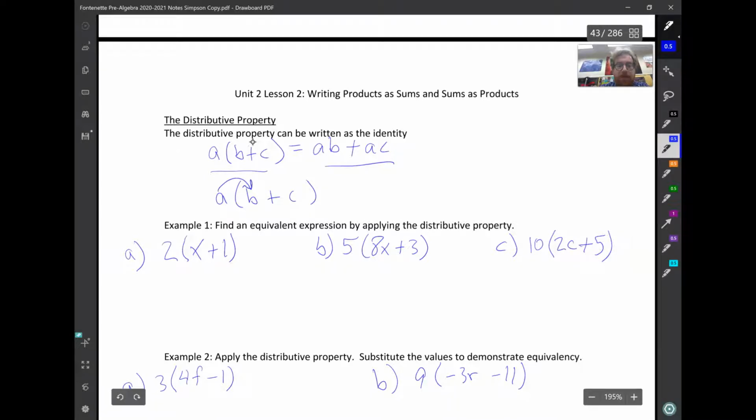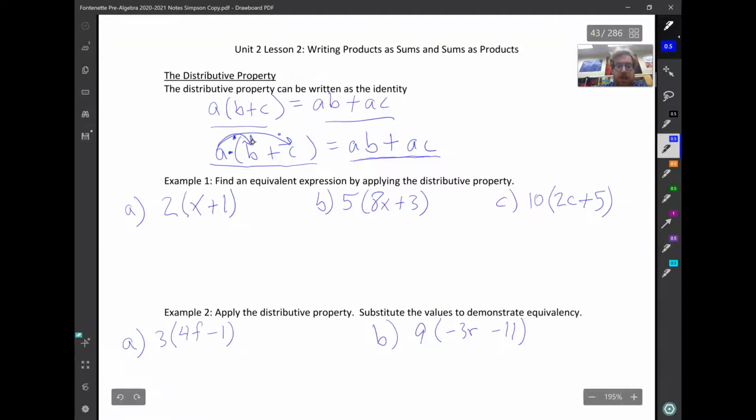So that's A. Out here it's really A times all this stuff. So you do A times B. That's how you get the first term. And then you take the plus sign, plus, and you do A times C. So the expression on the right side of this equation equals the expression on the left side because of the distributive property.